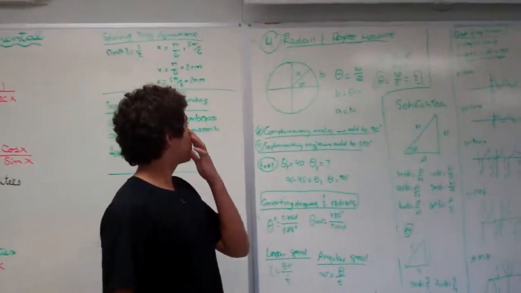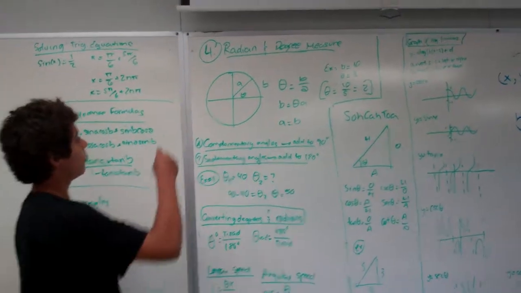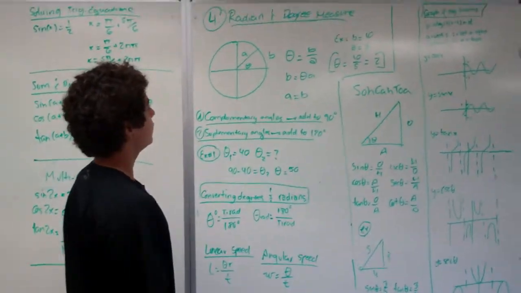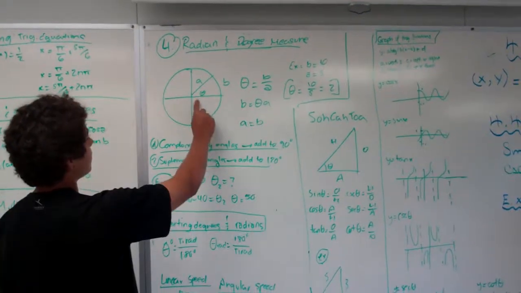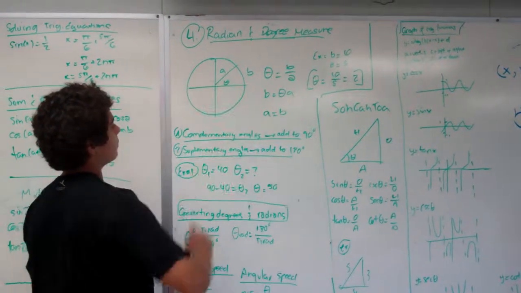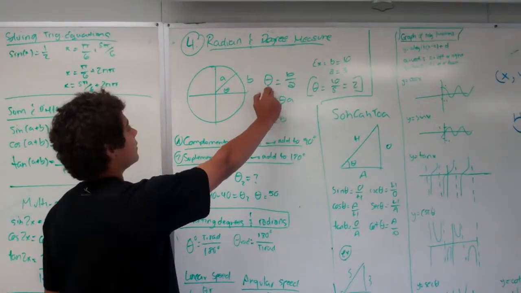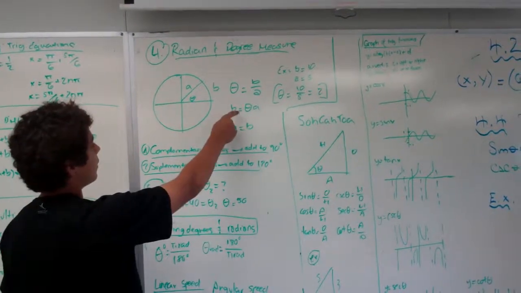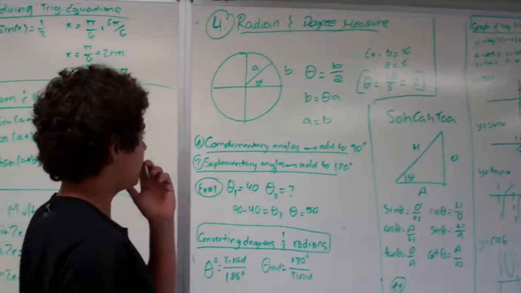So in section 4 we're talking about radians and degree measure. Here we have our circle, and we start dealing with radians, and we know in a radian A is going to equal B. B is our arc length and A is our radius. So from there we can extract our formula. Radian equals arc length over radius, and therefore we can also write it as arc length equals radians times radius.